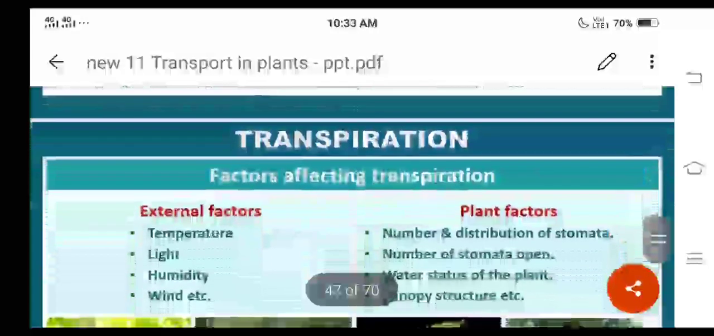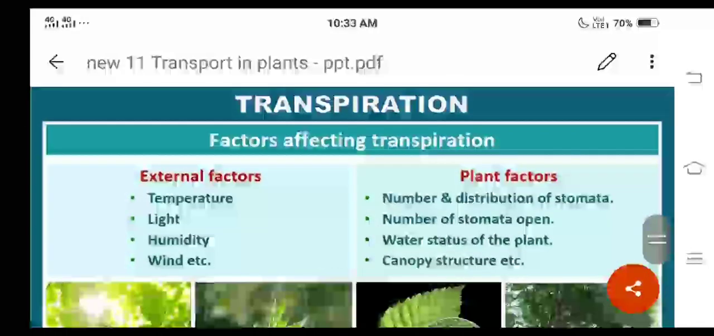Then the other small concept. What are the different factors affecting transpiration? In the examination, they may ask you each heading for 2 marks: external factors and plant factors. The transpiration rate is affected by both the external factors as well as the plant factors, which are also called the internal factors, right?